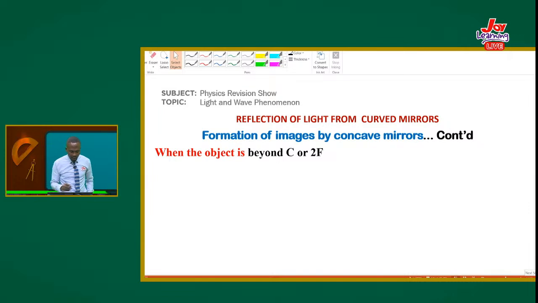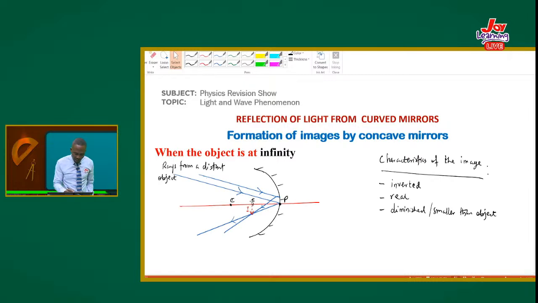So the object is now beyond C. Our name for C is 2F, because of the distance between F and the pole, like I showed earlier on. So let me show this. Let me use a different color, that's to be outstanding. So let me use the green. Good. So between F and the pole, a small f, and between C and F, the same distance. So if I get from C to F, then to P, it's F plus F, which is 2F. So another name for C is 2F.